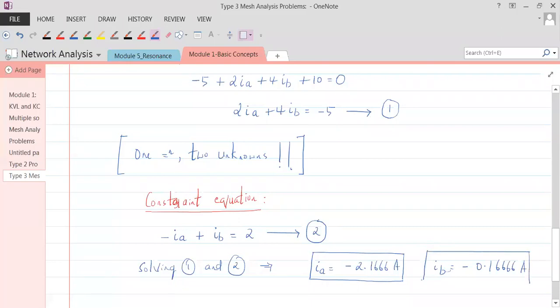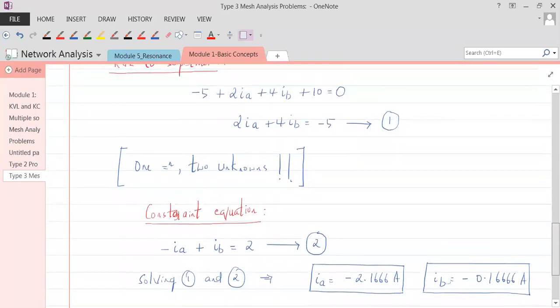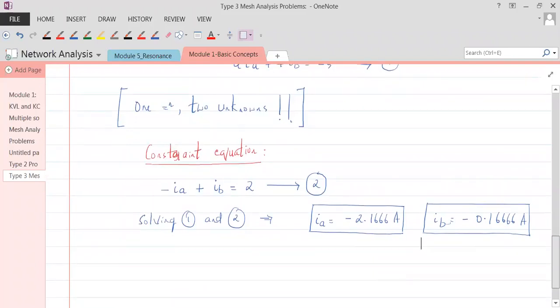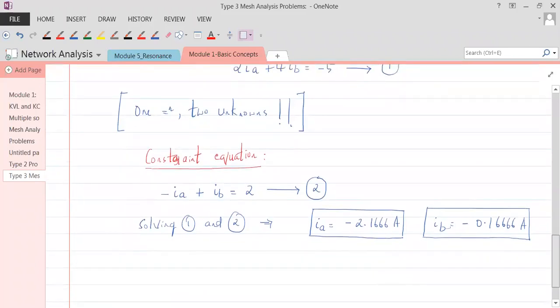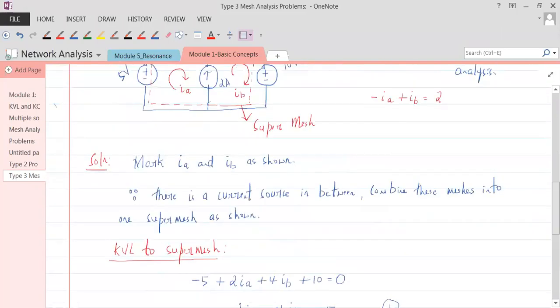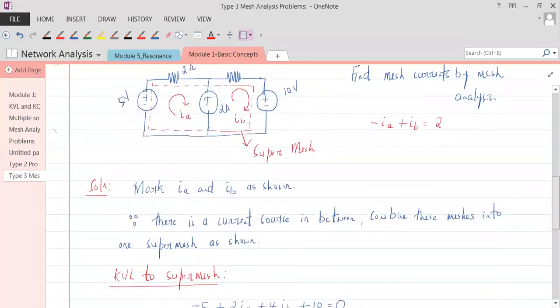Anybody getting this? Those who have got this can tell me, because I could have made a mistake. I just want to check that answer. If anybody has got this, can you unmute and say? Okay. Yes, sir. Okay, good. So this is how we do the problems involving the current sources in between the two meshes. Okay, I'll give you another problem. Just copy it down.